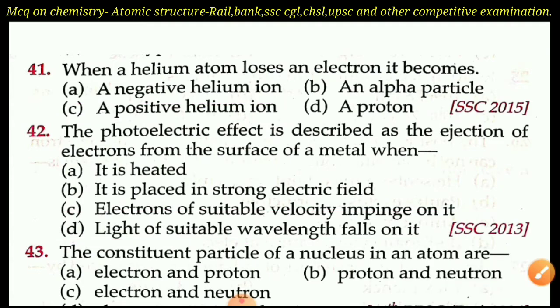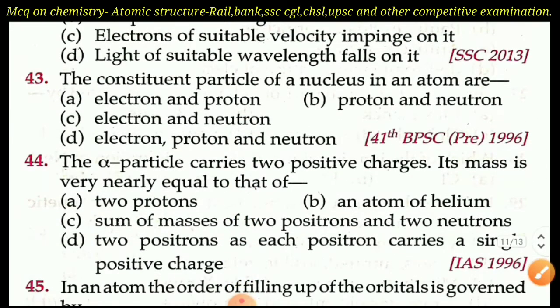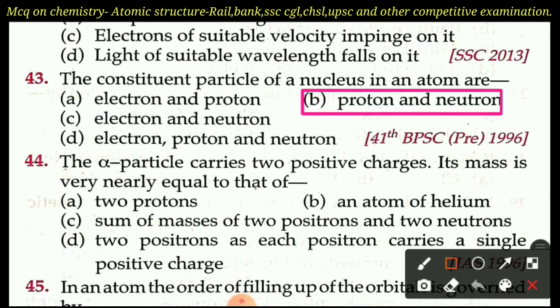Next question is question number 43. The constituent particles of a nucleus in an atom are: A, electron and proton; B, proton and neutron; C, electron and neutron; D, electron, proton and neutron. The right answer of question 43 is option B, proton and neutron.